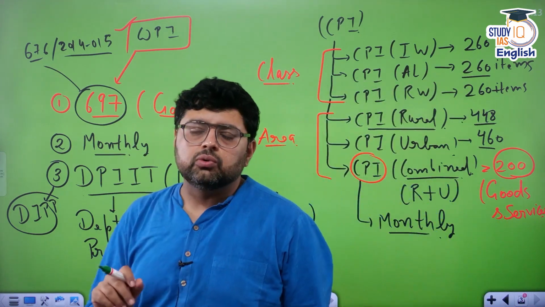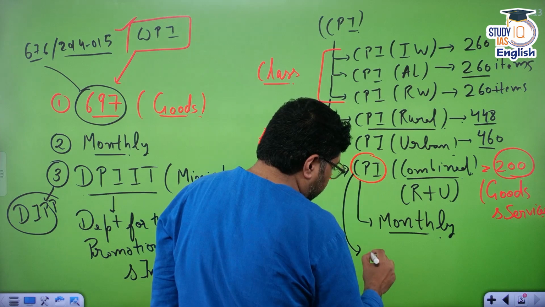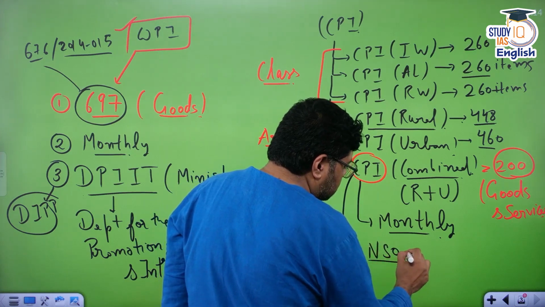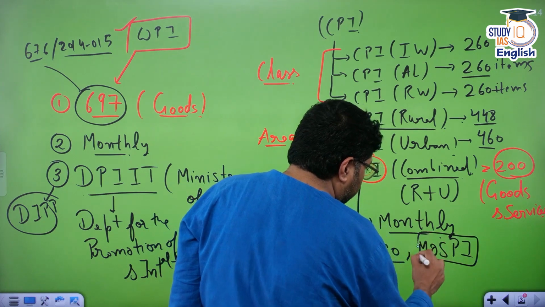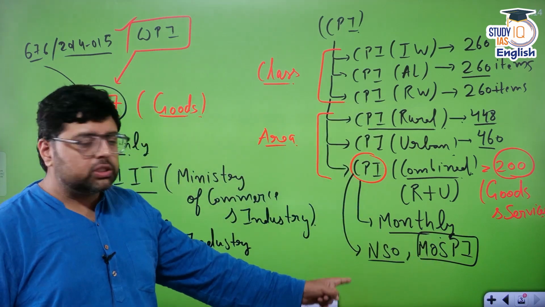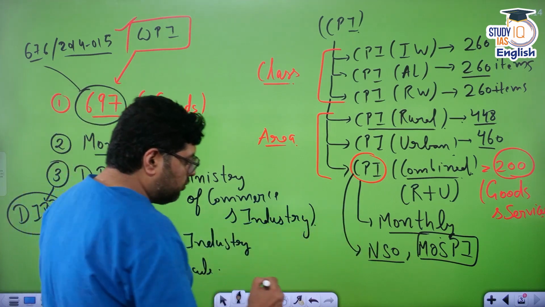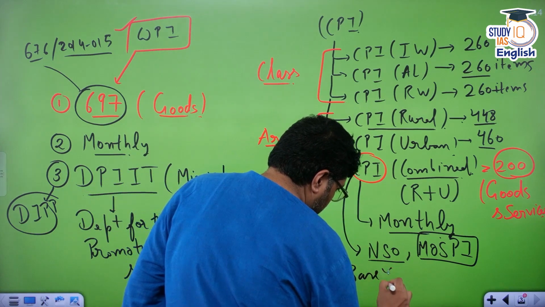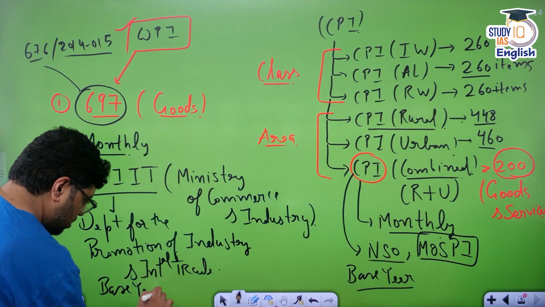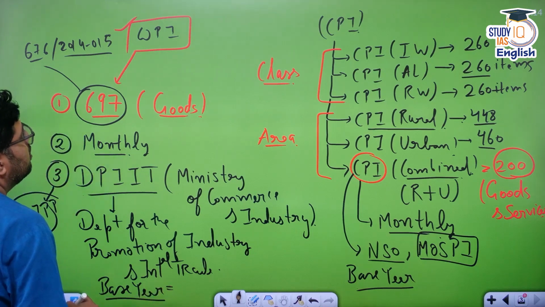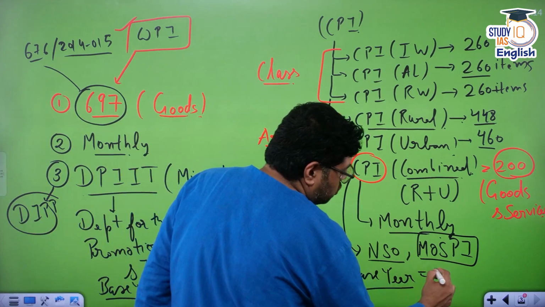Next question that UPSC can ask you, the base year. Okay. So base year. So before I tell you the base year, who published the CPI data? That is NSO, National Statistical Office, which comes under Ministry of Statistics and Program Implementation. So in short, we call it MOSPI. Okay. So NSO is responsible for publishing CPI, which comes under the ministry MOSPI. Okay. Now, if you see the base year, the base year for WPI is 2011-12, whereas the base year for CPI is 2012.